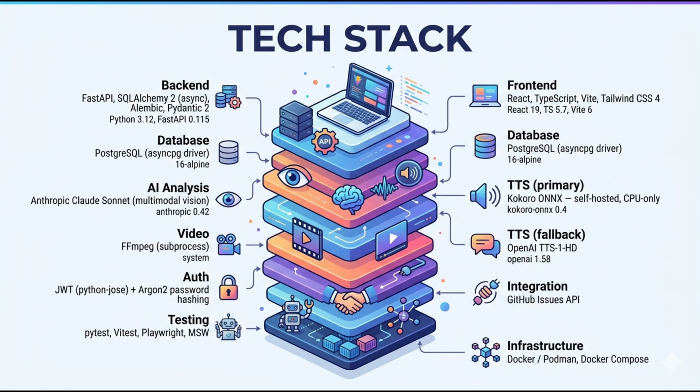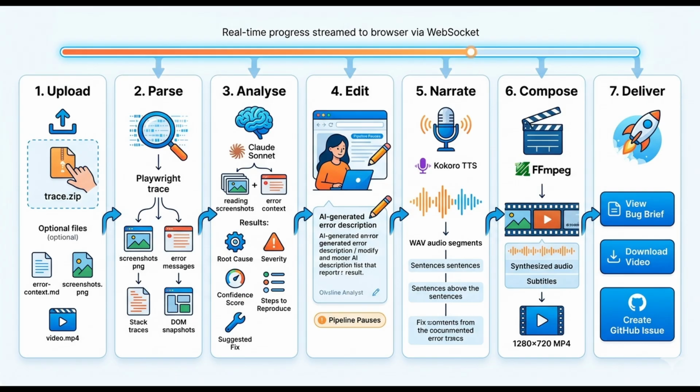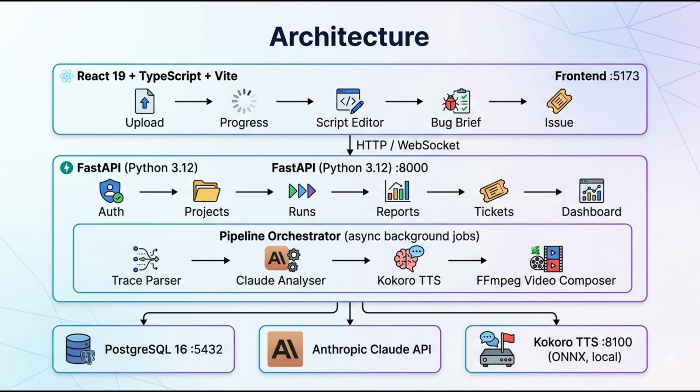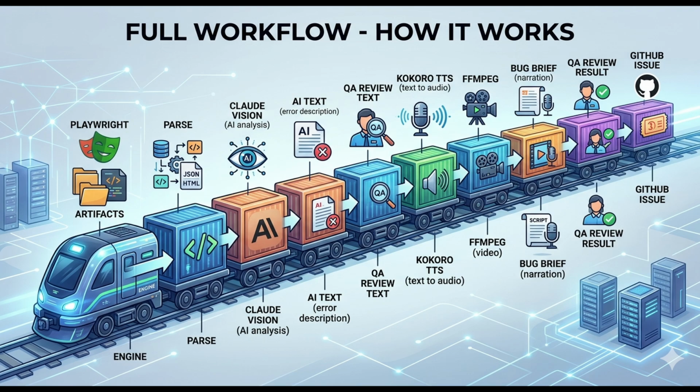Bug Cinema is an AI-powered platform that takes Playwright artifacts, analyzes the failure with Claude's vision model, generates an audio description and a narrated MP4 video with synchronized screenshots and subtitles, and creates a GitHub issue, all automatically, with a human-in-the-loop script editor so you stay in control.